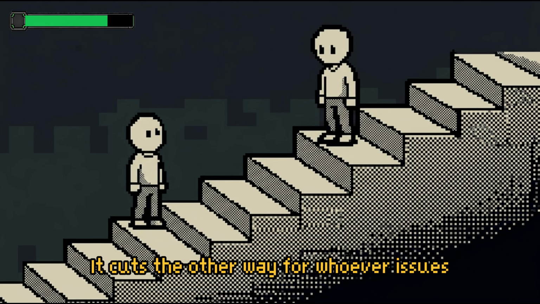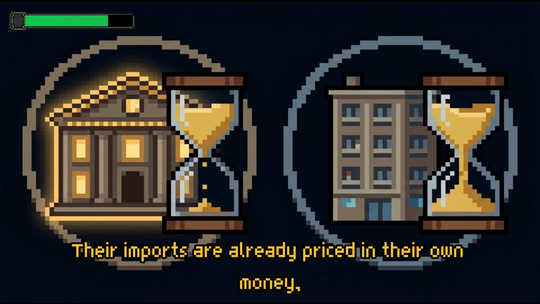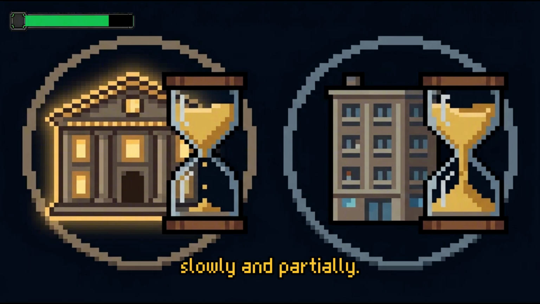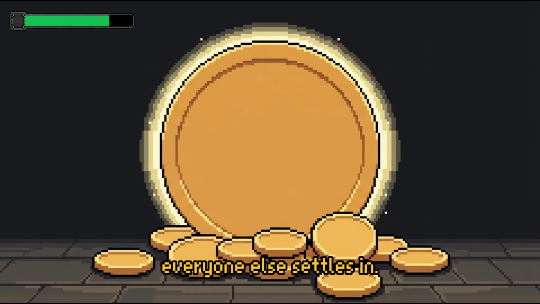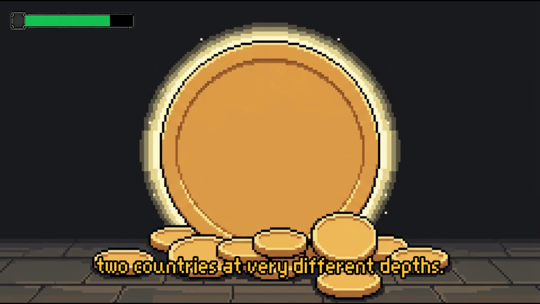It cuts the other way for whoever issues the dominant currency. Their imports are already priced in their own money, so a falling currency reaches their shelves slowly and partially. That's the quiet privilege of issuing the asset everyone else settles in, and the reason the same mechanism bites two countries at very different depths.